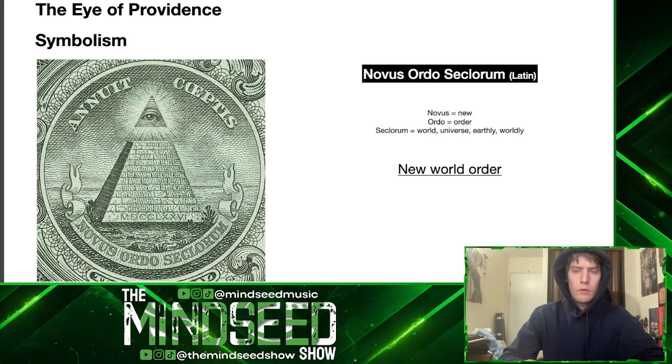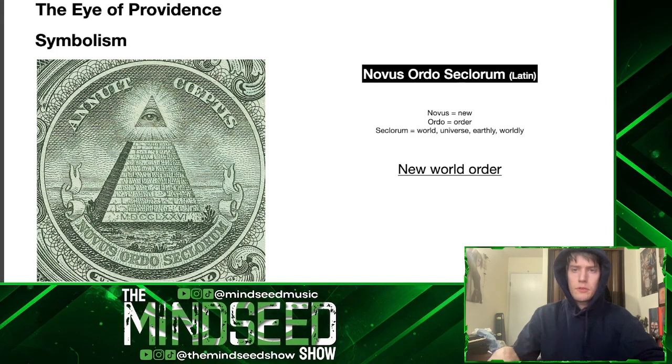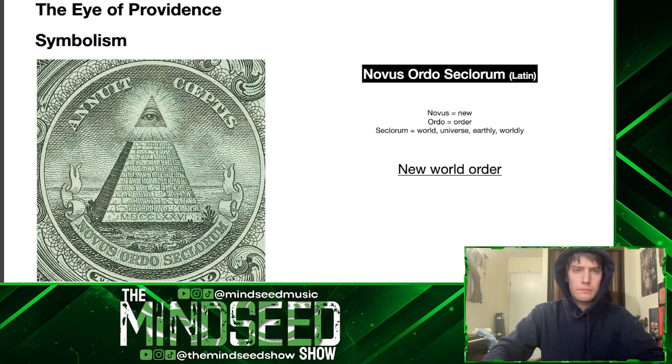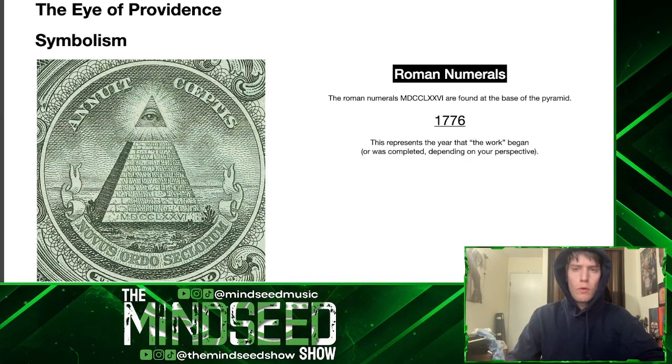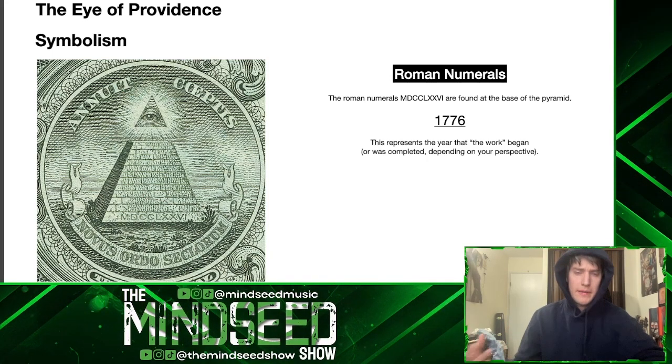Novus Ordo Seclorum is a Latin phrase. Novus means new, Ordo is order, and Seclorum is world, universe, earthly, worldly. So Novus Ordo Seclorum translates to New World Order. And we have the Roman numerals located at the base of the pyramid, adding up to 1776. This represents the year that the work began, or the year that the work was completed, again depending on your perspective of the symbol.